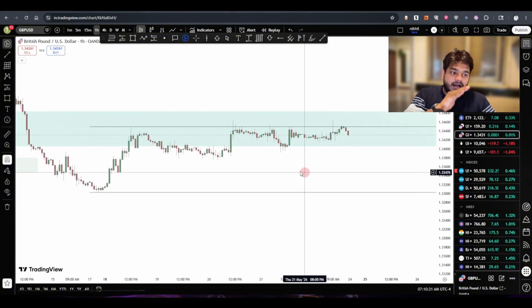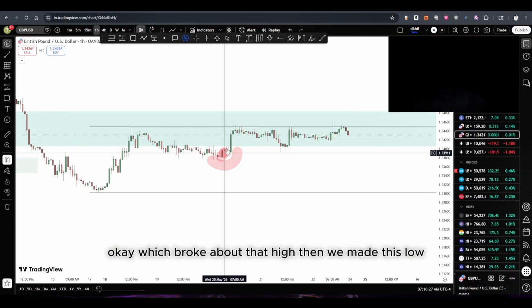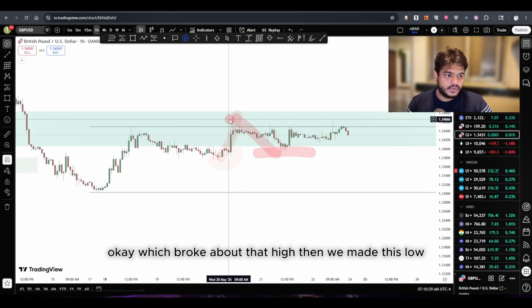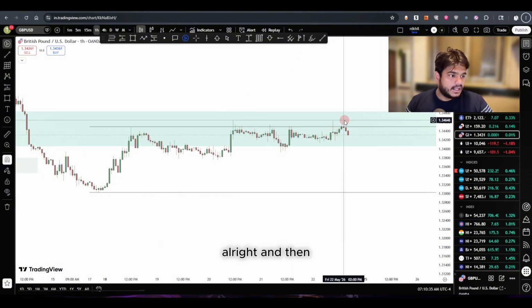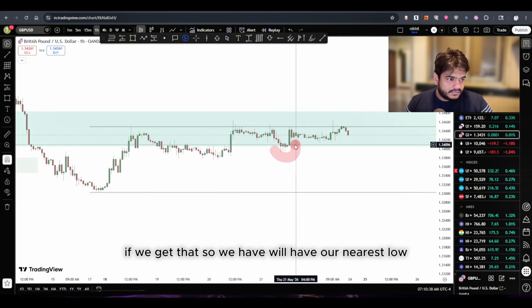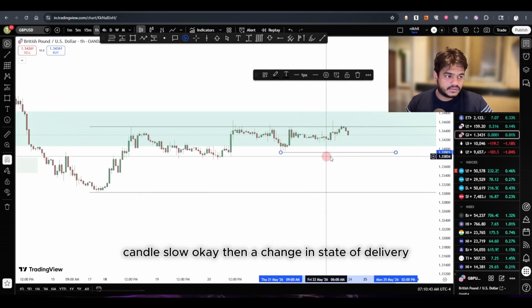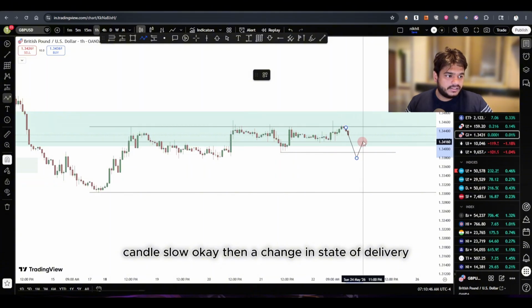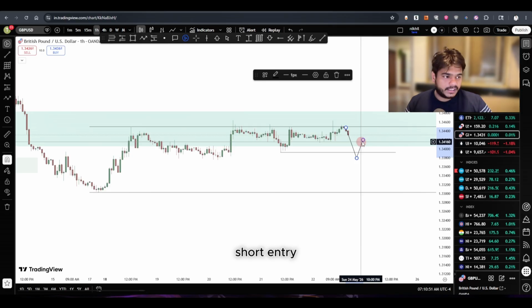Also on the 1 hour time frame, this is the last leg of that low, which broke above that high. Then we made this low. So I'm waiting for price to at least take that high right here. If we get that, we will have our nearest low at this candle's low. Then, with a change in state of delivery, we'll go to the 15-minute, 5-minute time frame, and then we can look for a short entry from there.